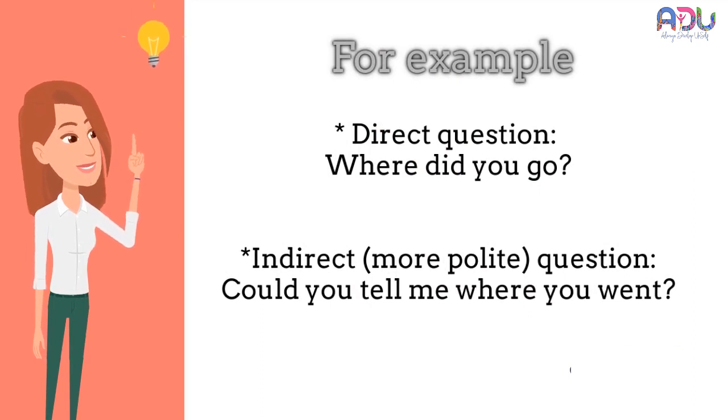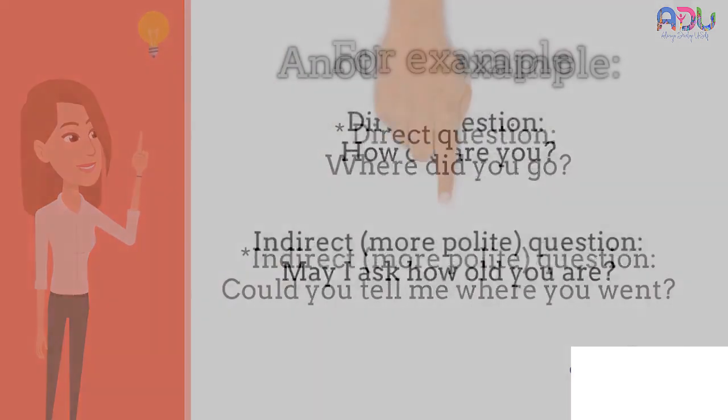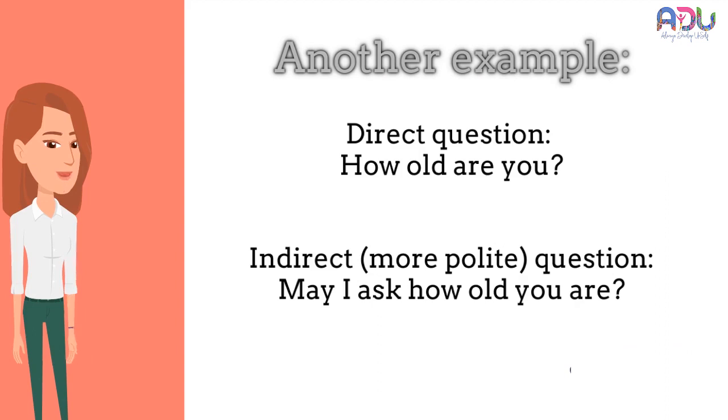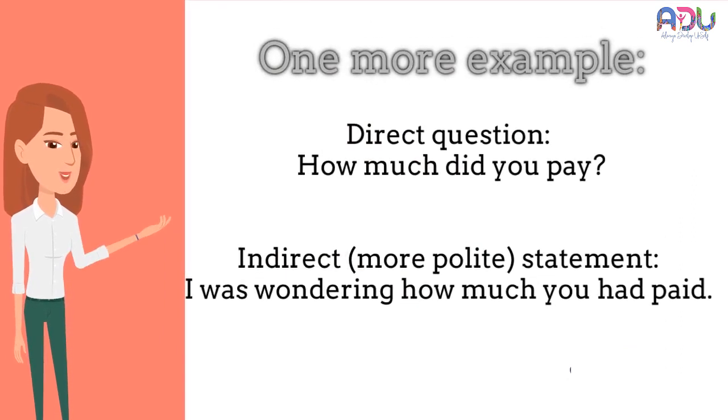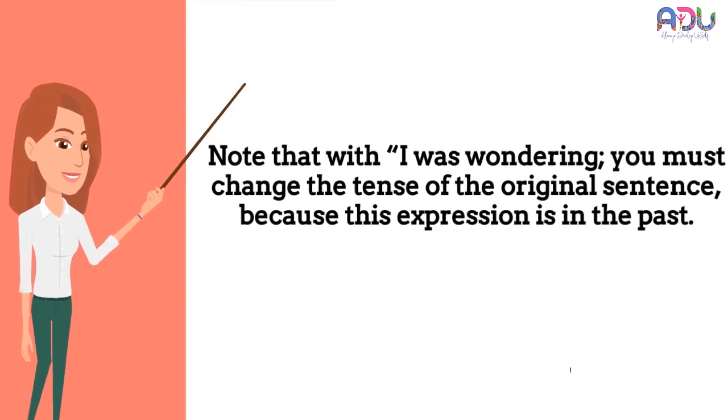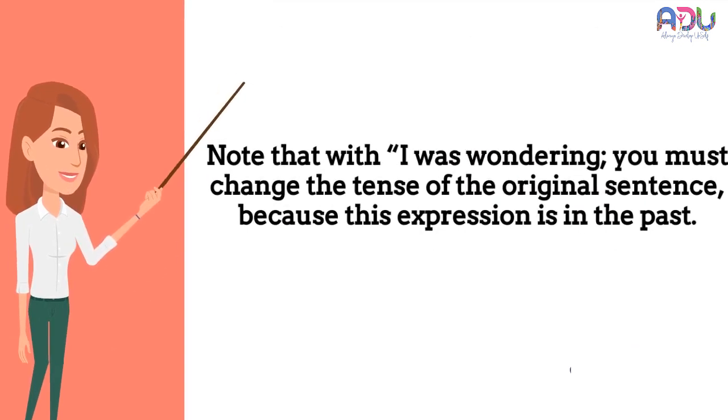Another example. Direct question is, "How old are you?" The indirect or more polite question is, "May I ask how old you are?" One more example. Direct question is, "How much did you pay?" The indirect or more polite statement is, "I was wondering how much you had paid." Note that with "I was wondering," you must change the tense of the original sentence because this expression is in the past.